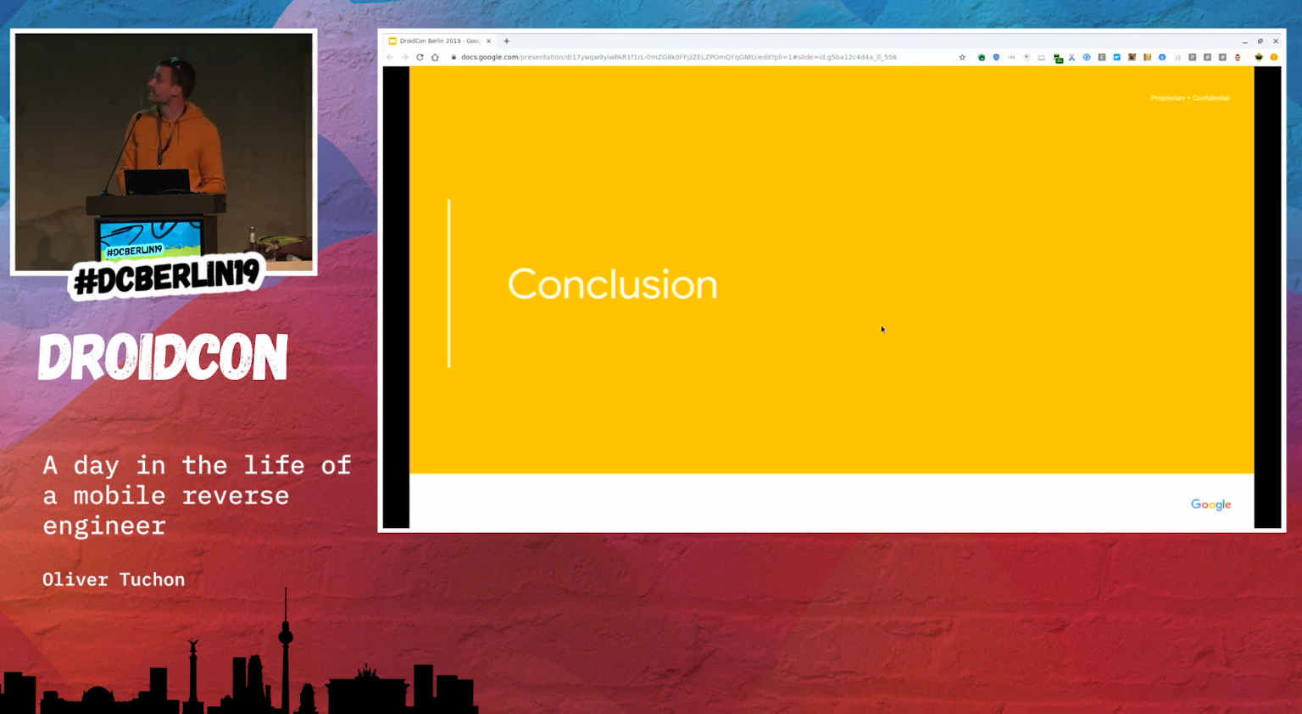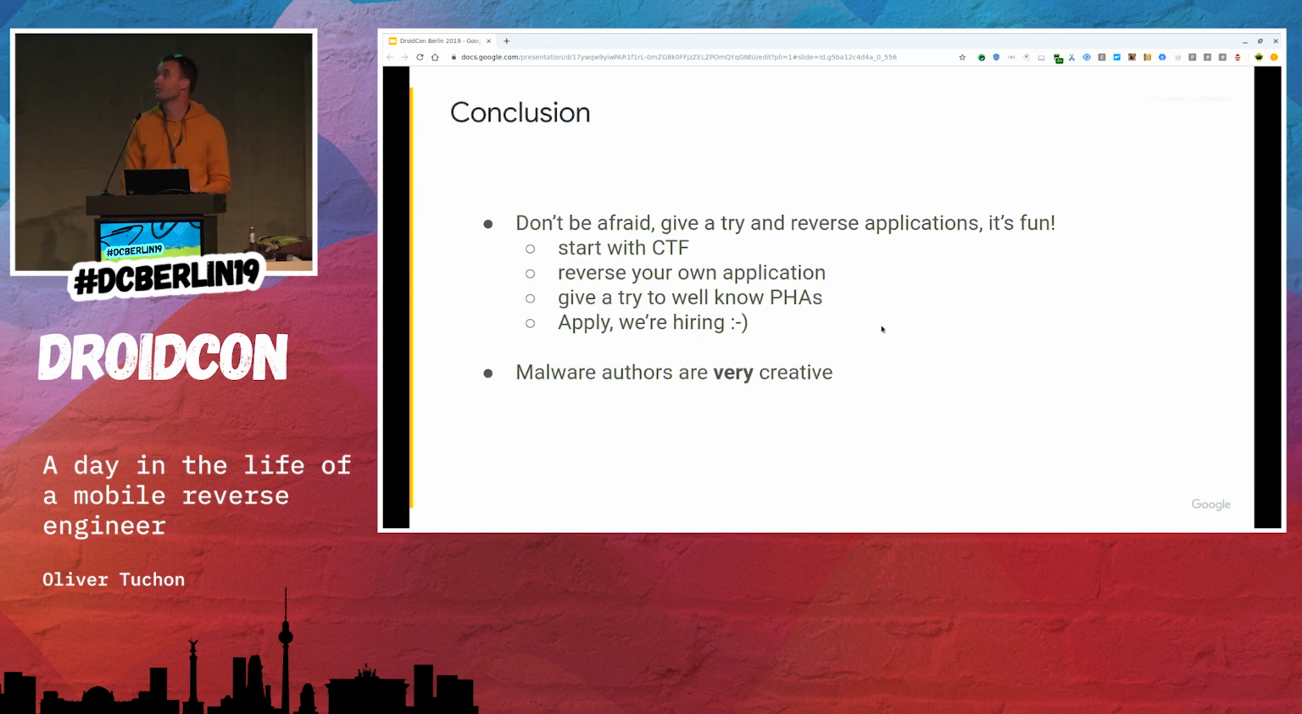So in conclusion, yes, don't be afraid to reverse applications. It's fun, actually. I think it's fun. If you want to go into that, start slowly with some CTFs, capture the flag, and then you can also reverse your own application. And after, when you feel confident, you can give a try to well-known PHAs, where you can find a lot of analysis on the internet. And finally, you can apply, because we are hiring. If you want to give it a try, please.